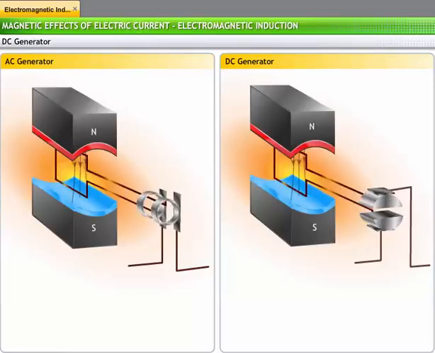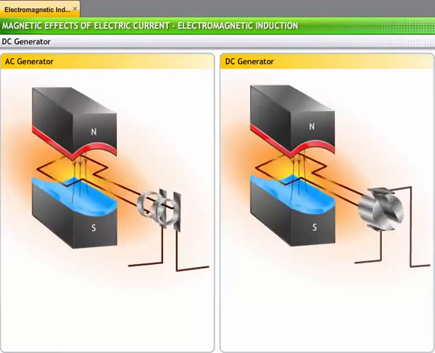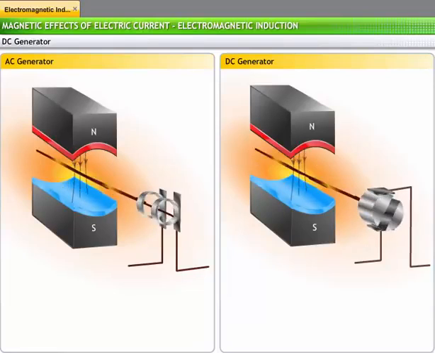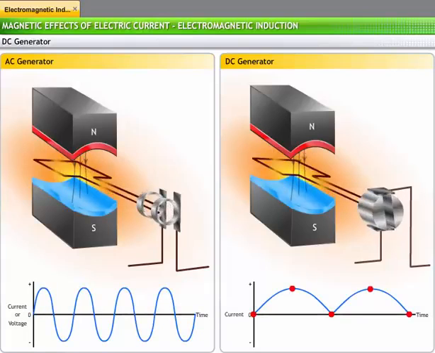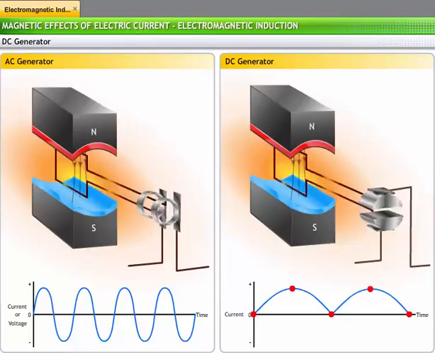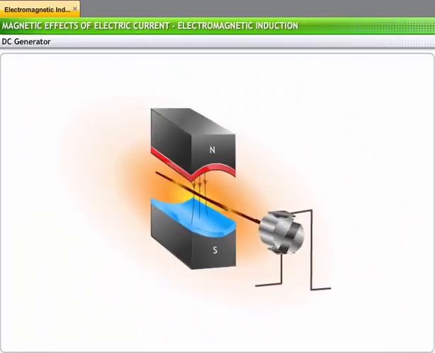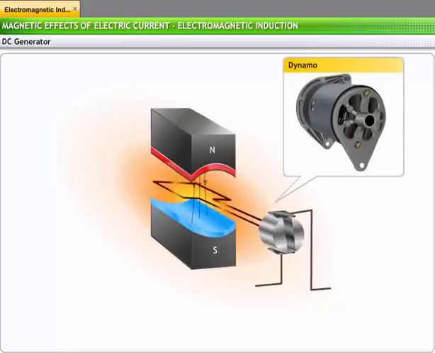Like an AC generator, a DC generator also works on the principle of electromagnetic induction. However, a DC generator produces direct current and is commonly used in small-scale power generation devices such as a dynamo.